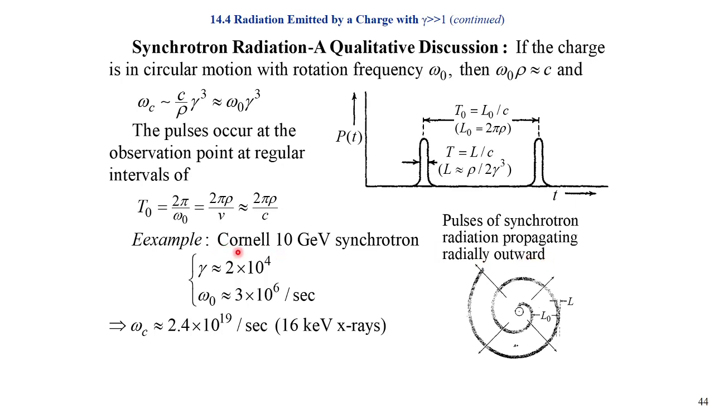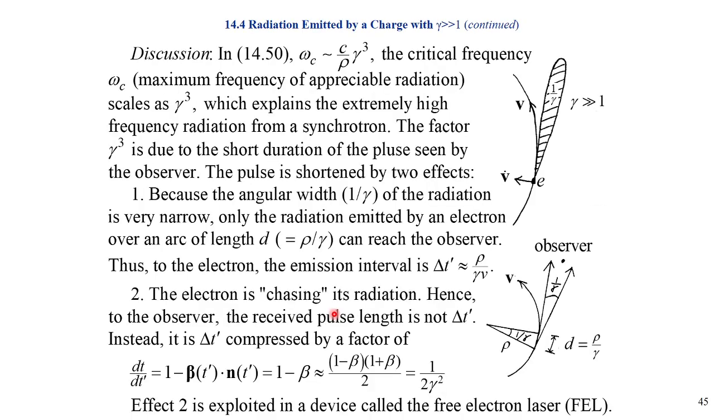So for a Cornell 10 GeV synchrotron, gamma is very high. Omega 0 is about this value. So omega c will be extremely high, roughly about 16 keV. Hard X-ray. It's X-ray. If the energy is large enough, that is hard X-ray. If the energy is not that high, that is soft X-ray. So obviously it's hard X-ray.